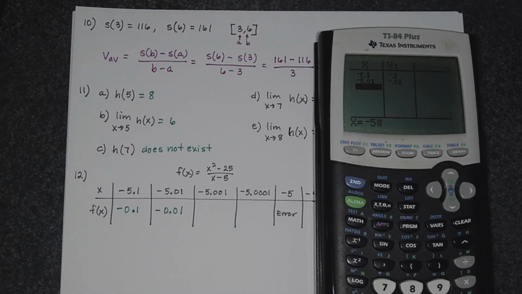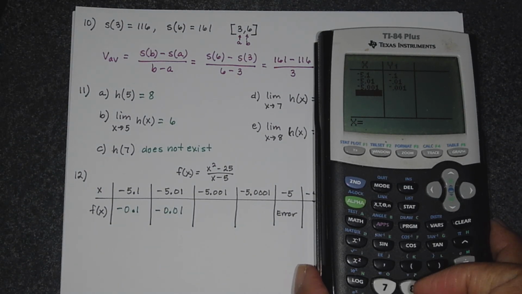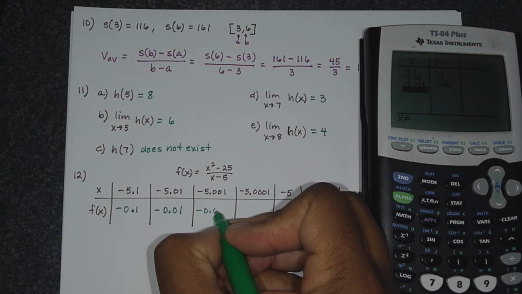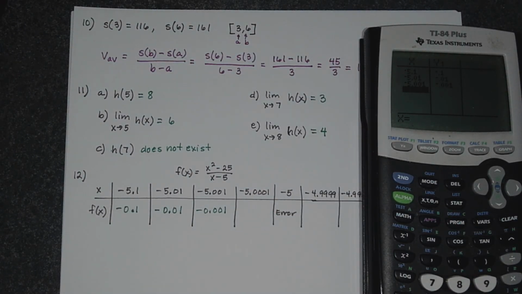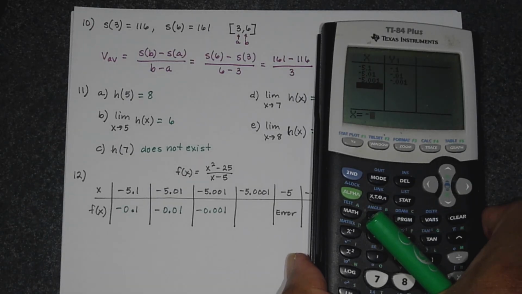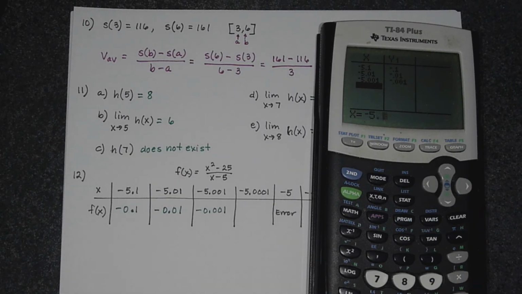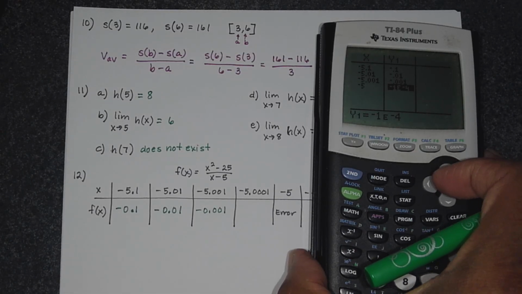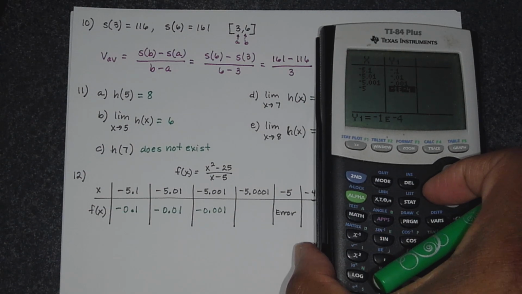And then -5.001, that'd be -0.001. And then -5.0001. Let me use my up arrow key and then the right arrow. Actually, it's going to be with 4 zeros in front. I mean, 3 zeros in front. I can tell you that.